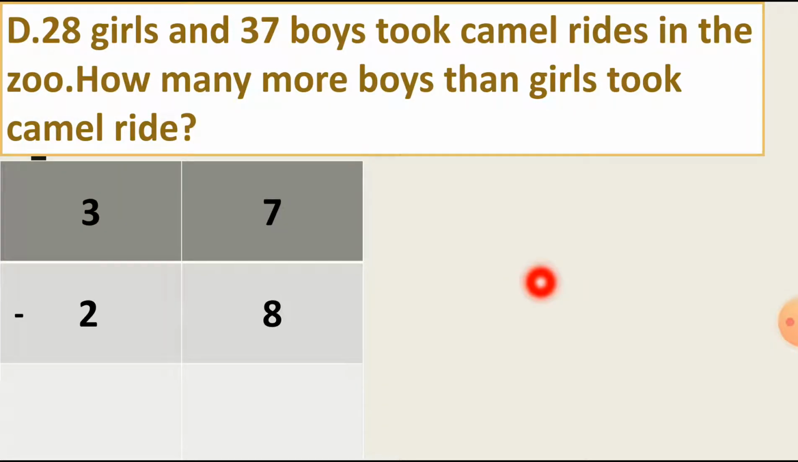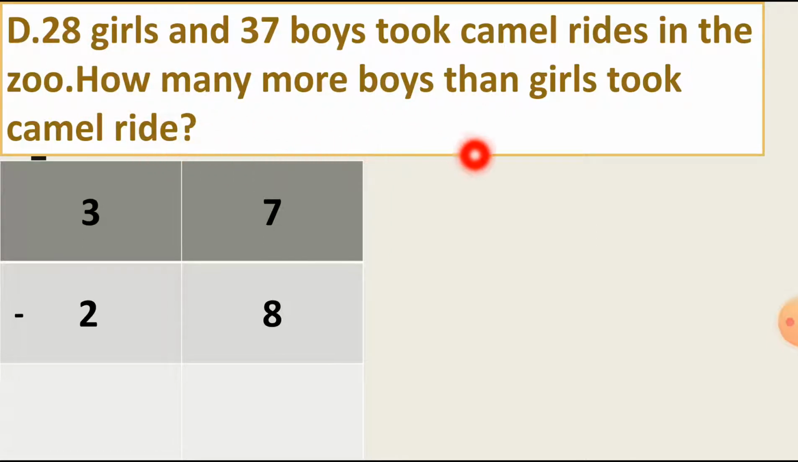Now let's see sum number D, which is the last one. 28 girls and 37 boys took a camel ride in the zoo. I will show you how to take camel rides. 28 girls and 37 boys took the camel ride in the zoo. You have to repeat after me. How many boys are there? 37 boys and 28 girls. So the boys are more and the girls are fewer.